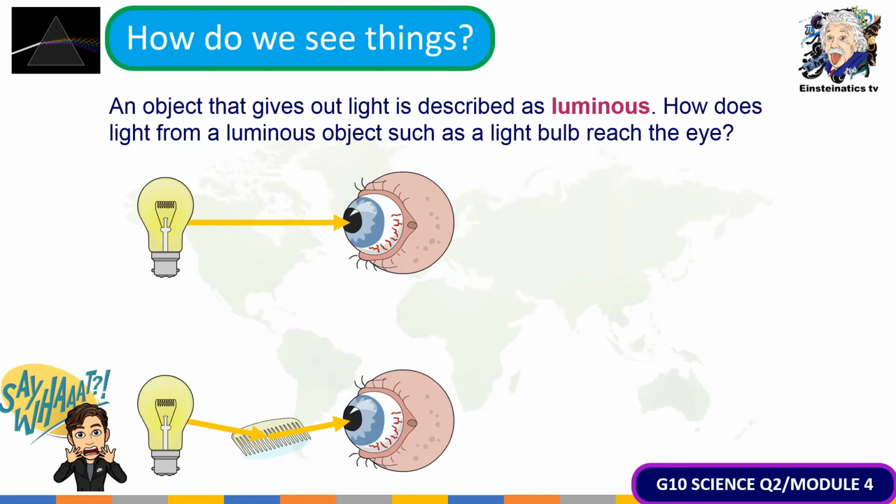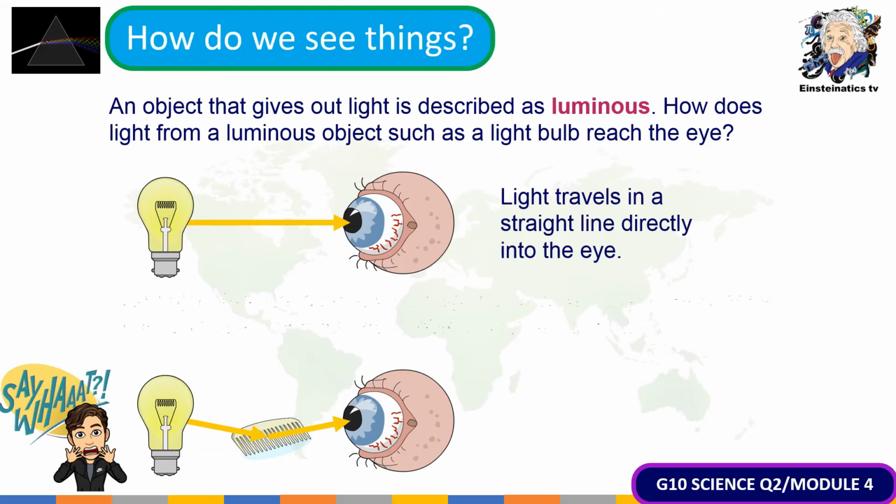As we all know that in order for us to see, there must be a source of light, and of course, the most important is our eyes. Now, in terms of light production, there are two types of objects. The first one is what you call as luminous. Yung mga bagay na to, these are the objects that give out light. And as you can see, the light from a luminous object such as a light bulb travels directly to our eye. That's why we can see it directly.